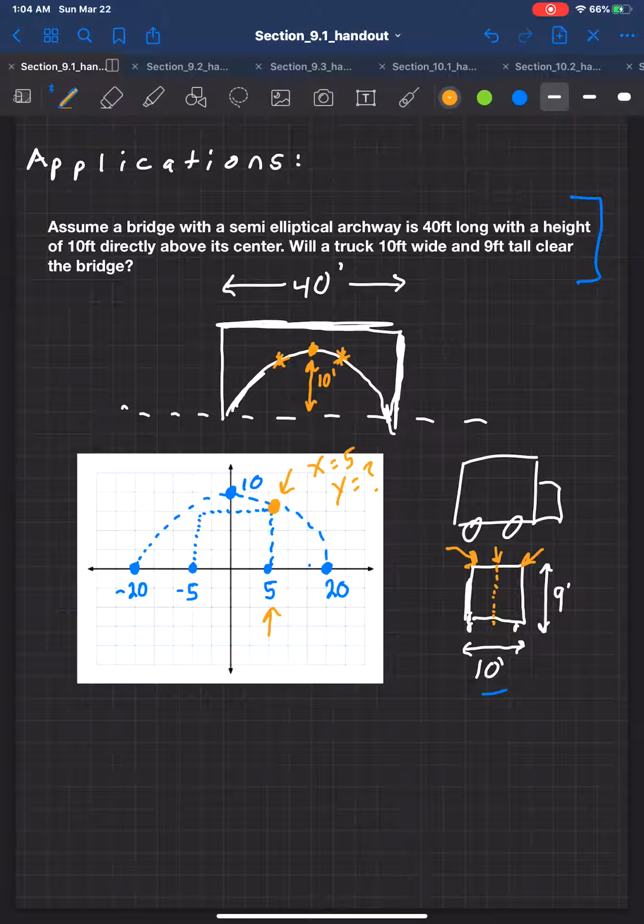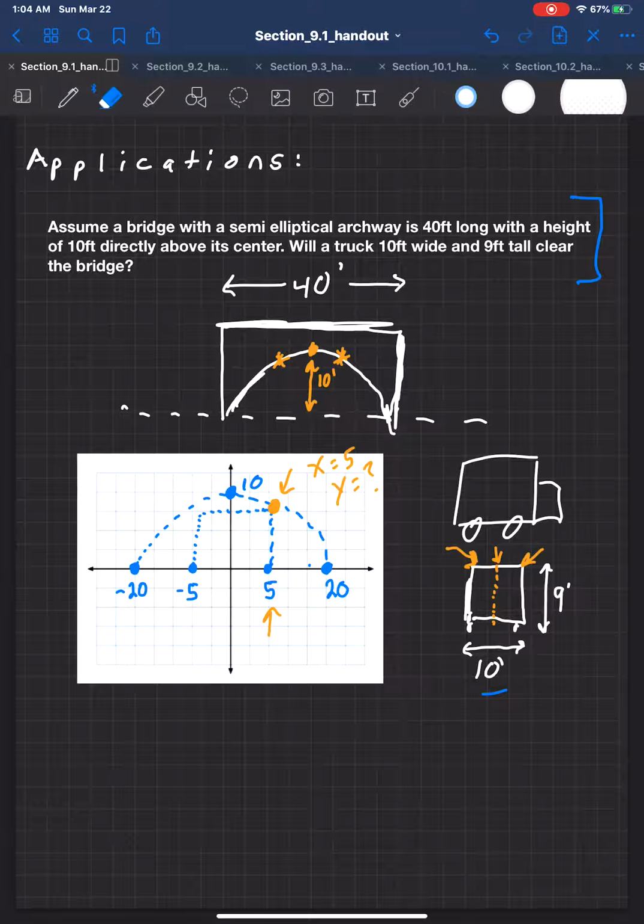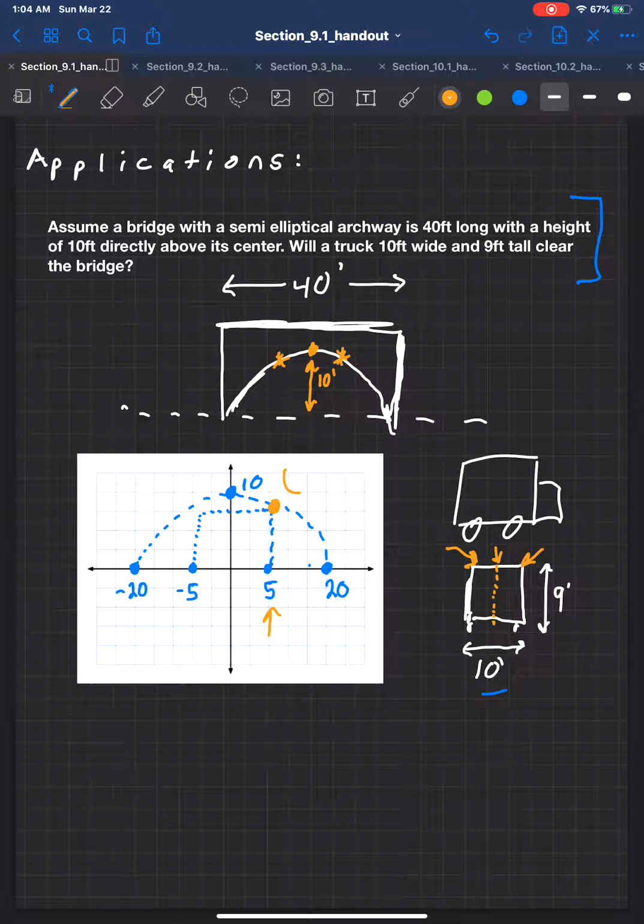How tall is, not how tall is the truck. We know the truck is 9 feet tall. But how tall is the ellipse when x equals 5, right? So in other words, what I'm really interested in is I want to know the y value of this point, right? I know that on the ellipse, I know that x is 5, but I really want to know what the y value is, okay? Because look, if the y value is below 9 feet, I'm going to hit this bridge. If the y value is above 9 feet, then I'm going to clear this bridge.